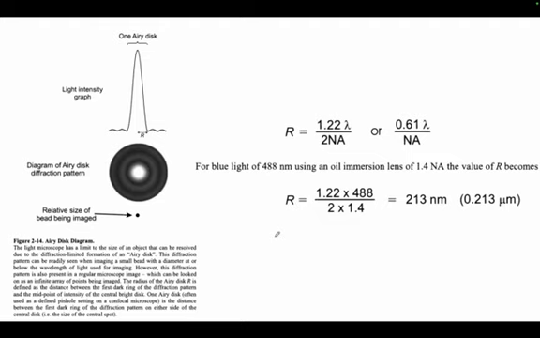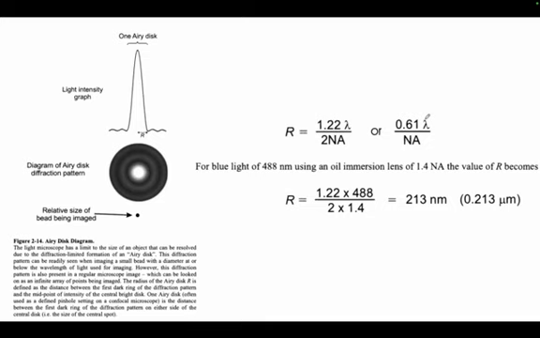So resolution, or R, is given by this formula: 1.22 lambda by 2 times the numerical aperture. Obviously, if we just take these constants, the formula will become 0.61 lambda by the numerical aperture. So here you will see one factor that we haven't discussed so far, which is lambda. This is the wavelength of the light that we are using to illuminate the sample.